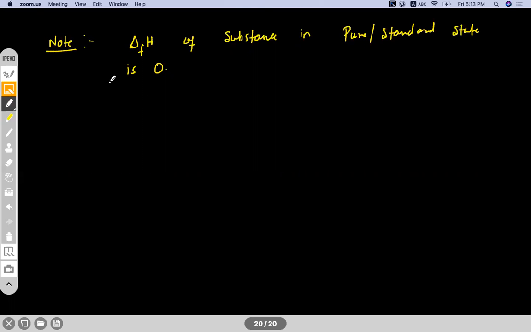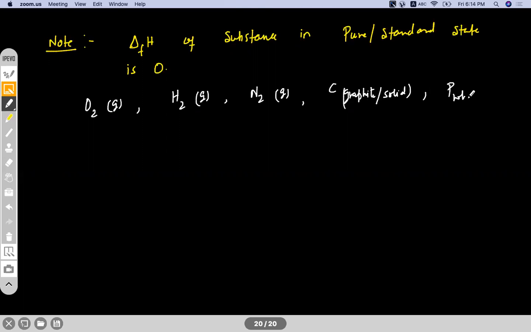So for those molecules for which delta F of H, the enthalpy of formation, is zero, we have O2, gaseous state, enthalpy of formation is zero. We have H2, gaseous state, zero. N2, gaseous state, zero. Carbon, graphite form, the enthalpy of formation is zero. Sometimes they also write solid. Solid, you understand graphite only, if diamond is not mentioned. Reference state is zero. Phosphorus, if you have white phosphorus, delta FH is zero. Sulfur, if it is rhombic sulfur, delta FH is zero. Tin, if you have white tin, delta FH is zero. Correct?